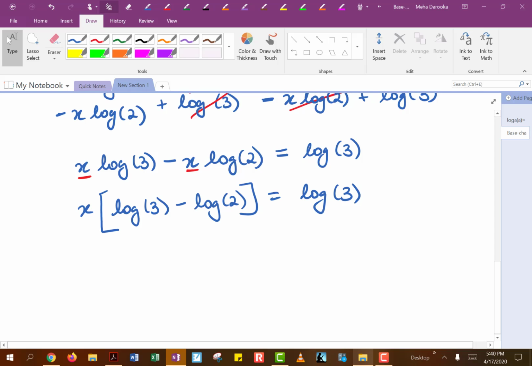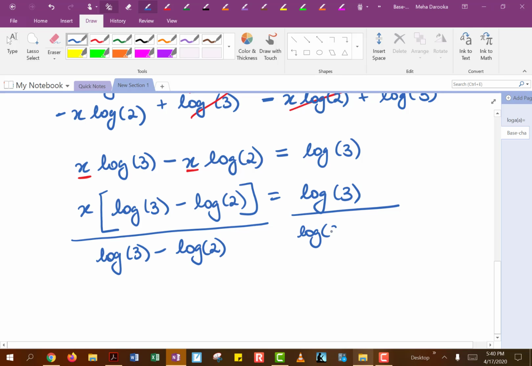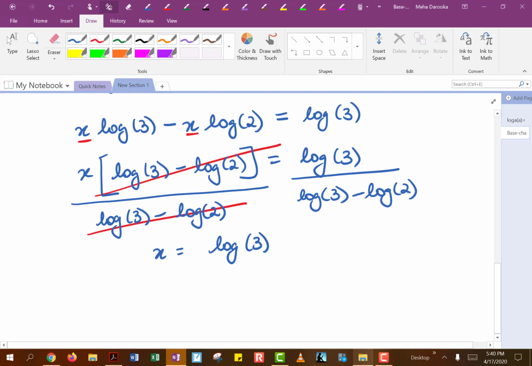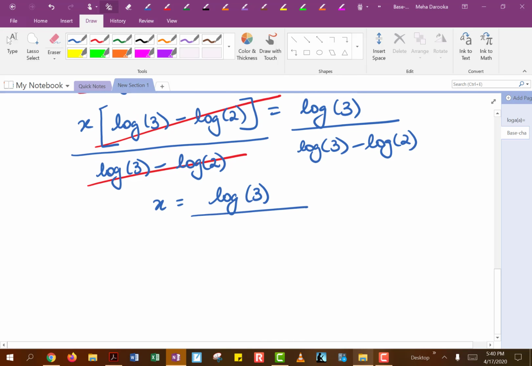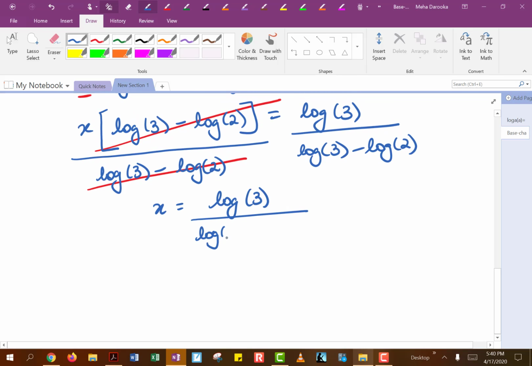And of course our goal was to get x by itself, so now that we have factored out that common x from both our terms, you just want to go ahead and divide both sides by this log of 3 minus log of 2, and we will have isolated our x term. So cancel these guys out. We are left with x equals log of 3 divided by log of 3 minus log of 2.